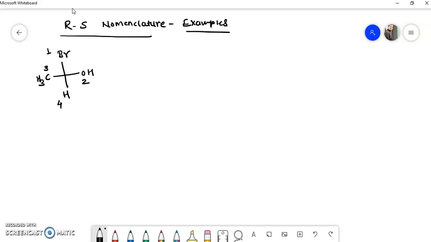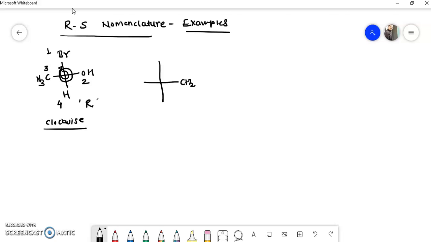So the wheel will rotate in this way from 1 to 2, 2 to 3, and from 3 to 4. So this direction of rotation is clockwise, so this isomer will be called an R isomer. Okay, so in this way we can give the nomenclature to these compounds. Now here you see that the lowest priority group, that is hydrogen, is on the vertical line, so the configuration will remain as it is, it will not change. Okay, we'll take another example.